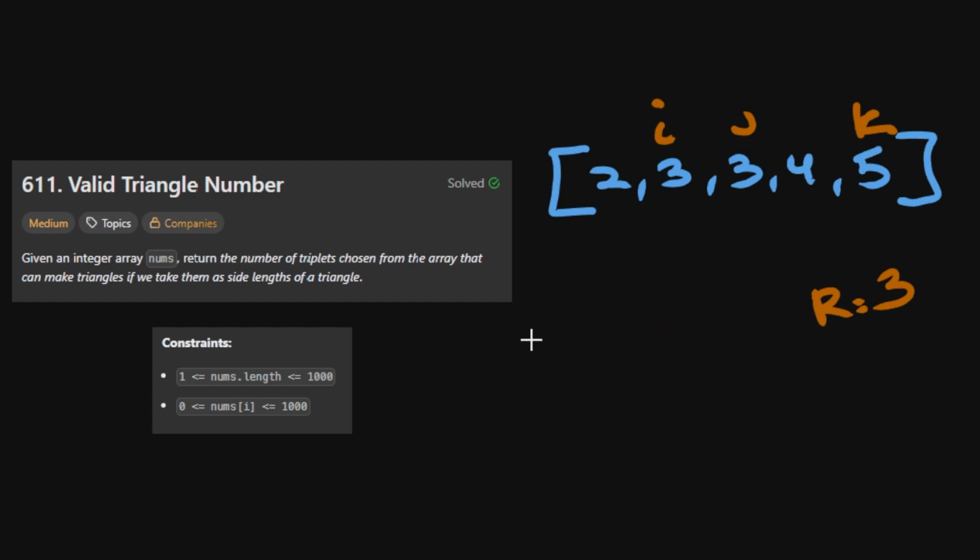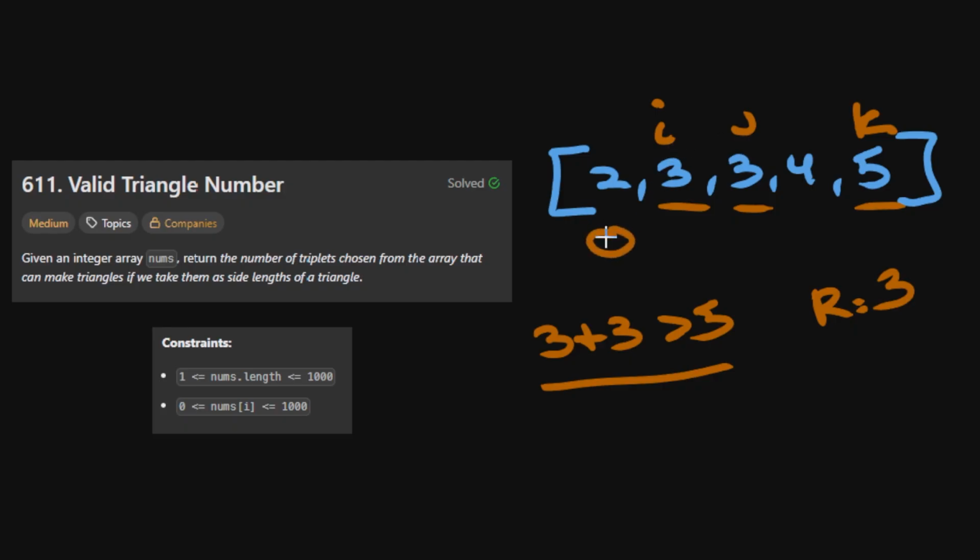So now I is here, and 3 plus 3 is greater than 5. And this means that here we have another valid triangle. And how many triangles are we adding to the result? Well, we are adding J minus I triangles. This is index 0, this is 1, and this is 2. So we are adding 2 minus 1 triangles, which is 1. So this is now 4.